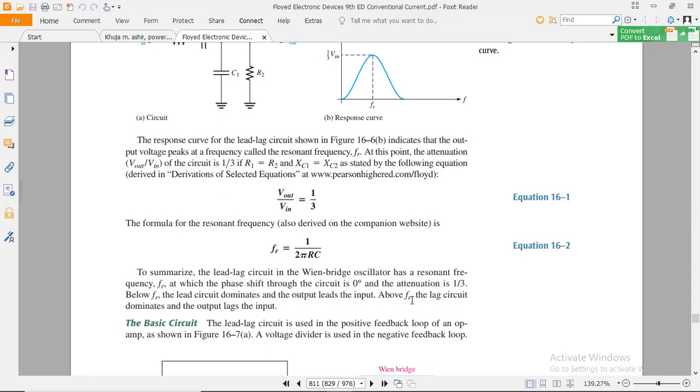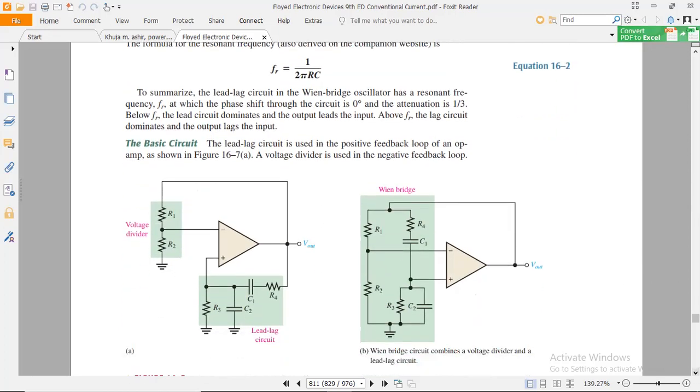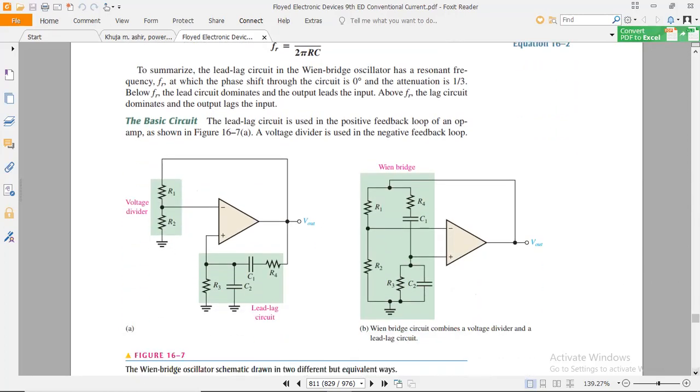Above the resonance frequency, the lag circuit dominates and the output lags the input. The basic lead lag circuit is used in the positive feedback loop of an op-amp. As shown in the below mentioned figure, a voltage divider is used in the feedback loop.